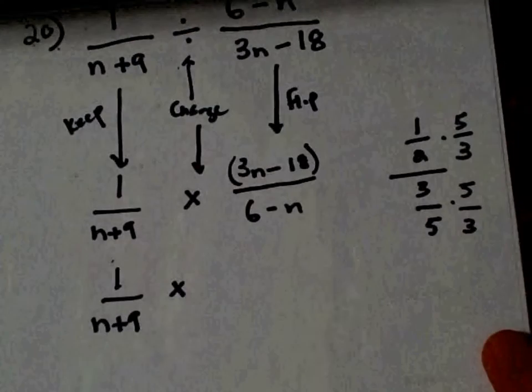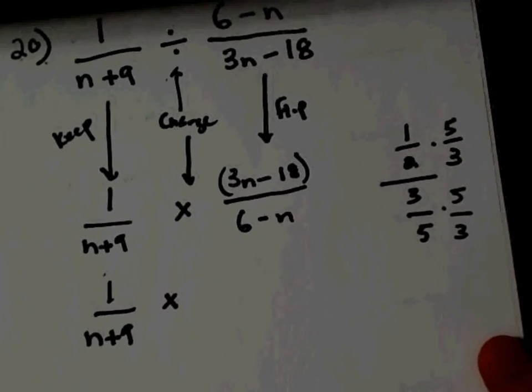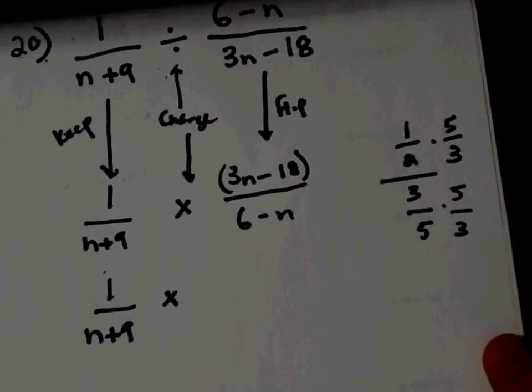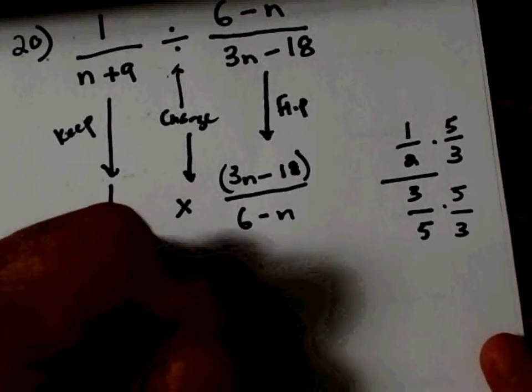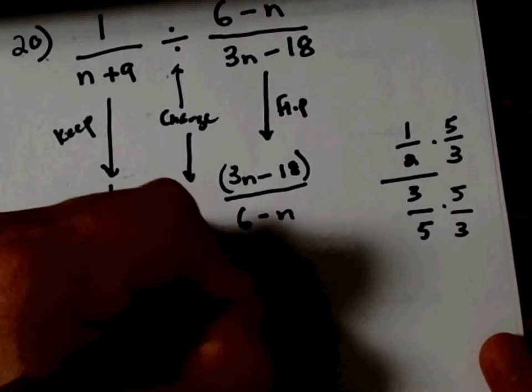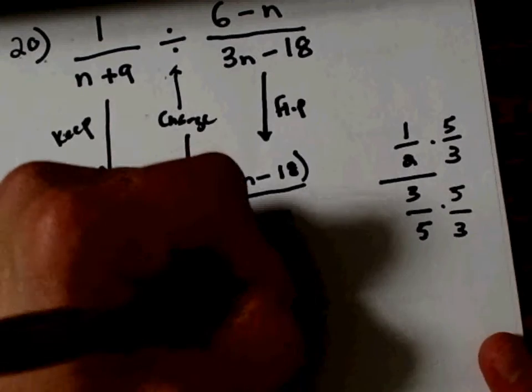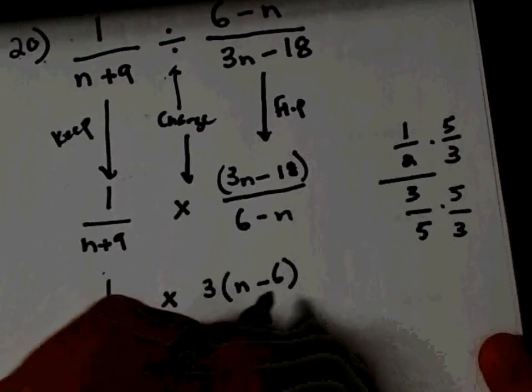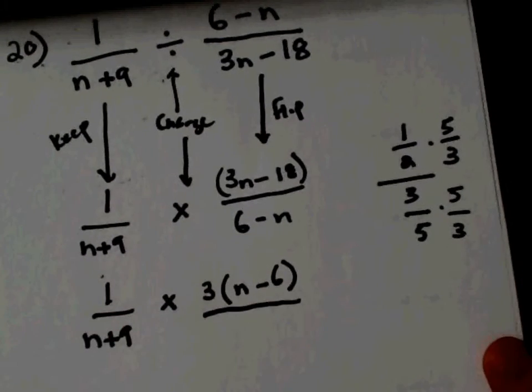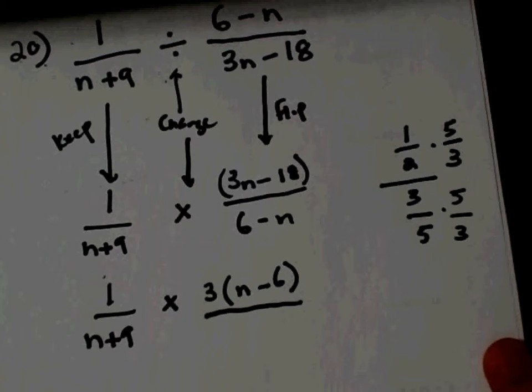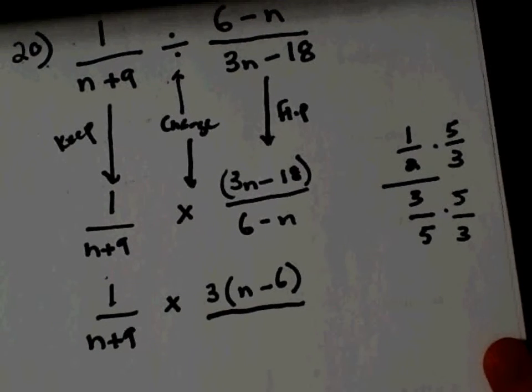We group that together, so we look for the GCF. What's the GCF inside of 3n minus 18? So 3 is going to come out. I'm left with n minus 6. Okay? All right, so on the bottom, do I have n minus 6 on the bottom? Yes, well, I have 6 minus n.